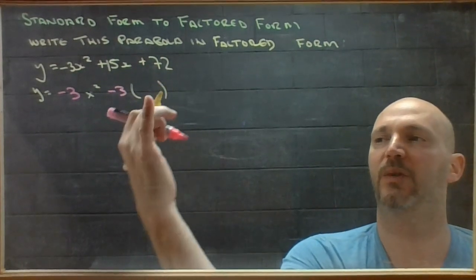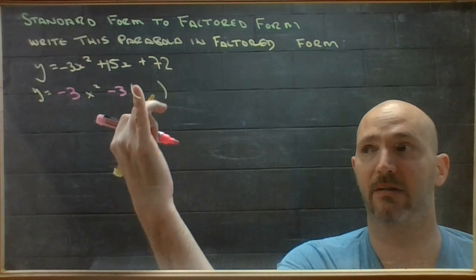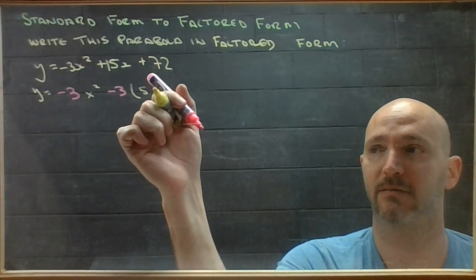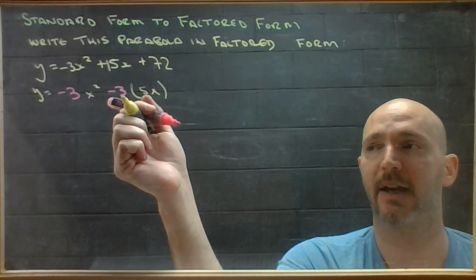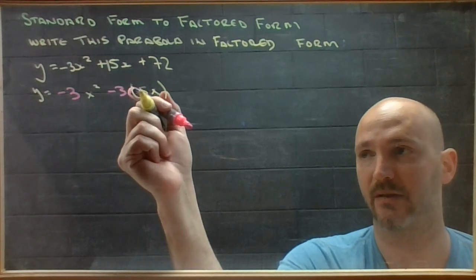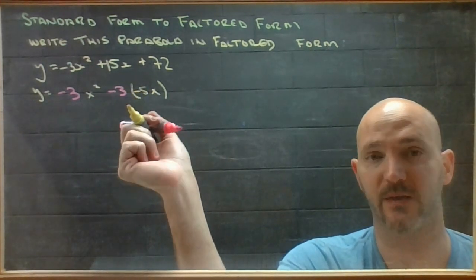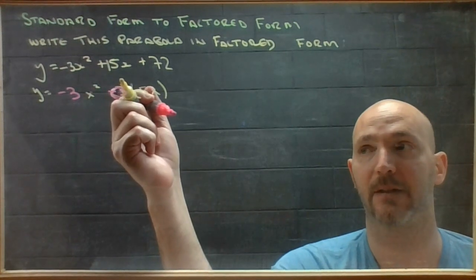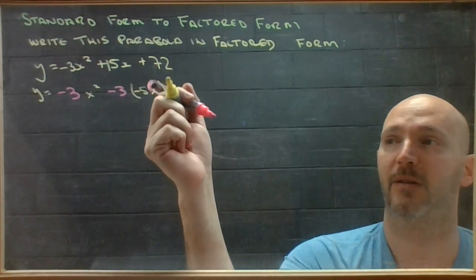So what would I have to multiply by 3 to get 15? Well, that's 5. Negative 3 times positive 5 would give me negative 15, so this is going to have to be negative 5. Negative 3 times negative 5 is positive 15.